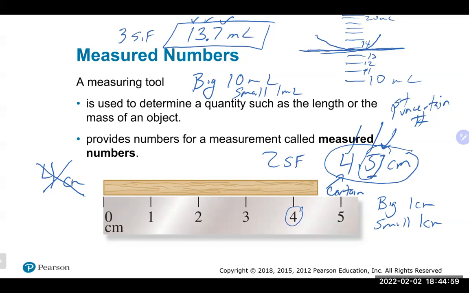Typically speaking, if you look at what we did, the smallest marking here was 1 centimeter. We were able to go 1 more place to the right of the smallest marking to take our measurement. The smallest marking up here was 1 milliliter, and we were able to go 1 more place to the right to take the measurement. Typically, you could go 1 more place to the right of your smallest marking.